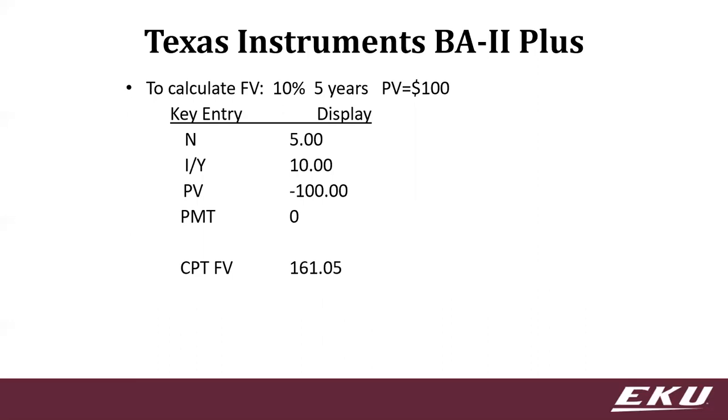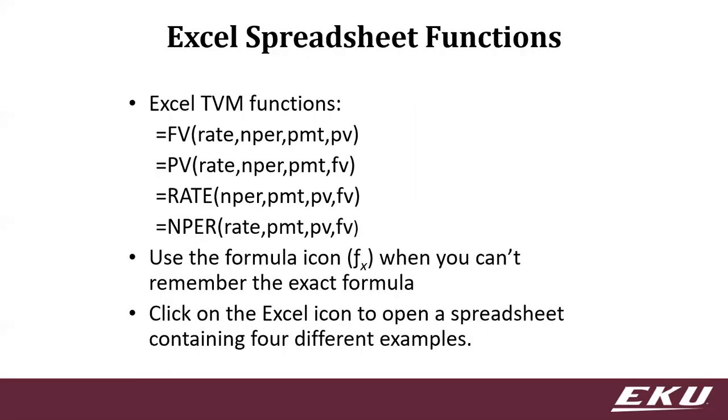So then you would hit compute future value and you'll get that 16105. So it works the exact same way. And in fact, that's why it works, right? It has to, we have to get the same answer or there would be an issue. So you can do the same thing in Excel.